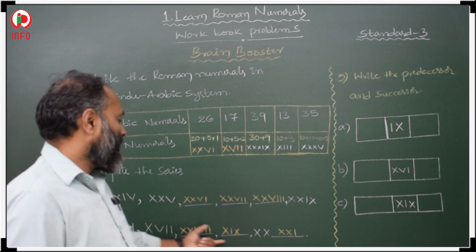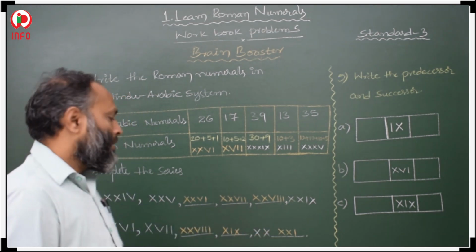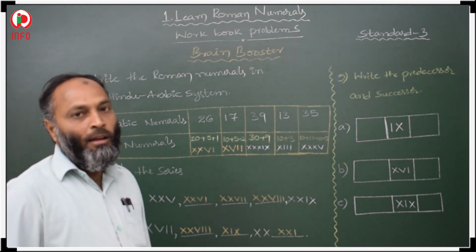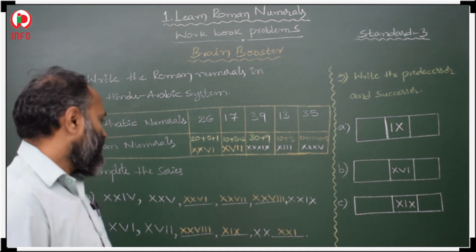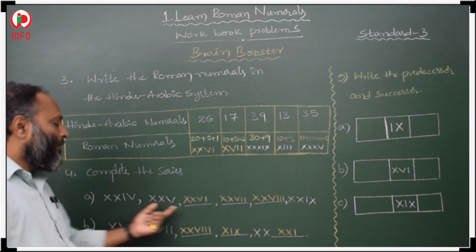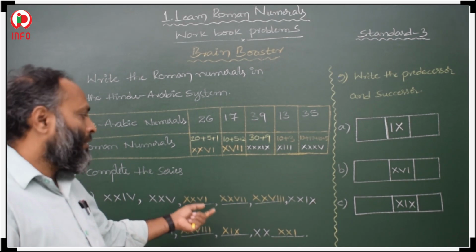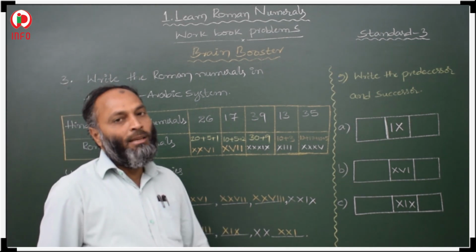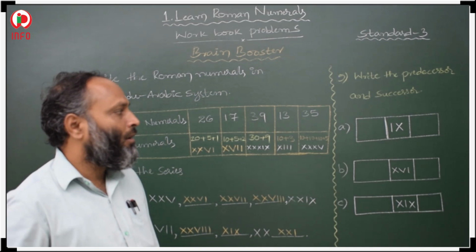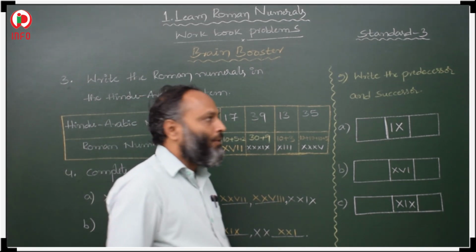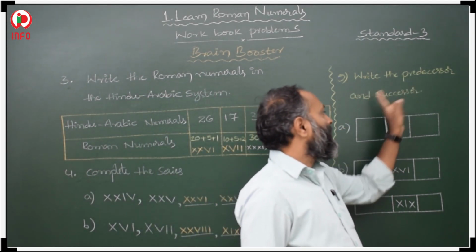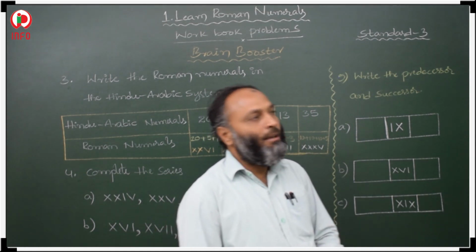So these are the missing Roman numerals. In this way we have to fill in the missing Roman numerals. We have to check which Roman numeral is missing, and according to that we have to divide and write the missing Roman numeral. Now the fifth question: write the predecessor and successor of the given number.